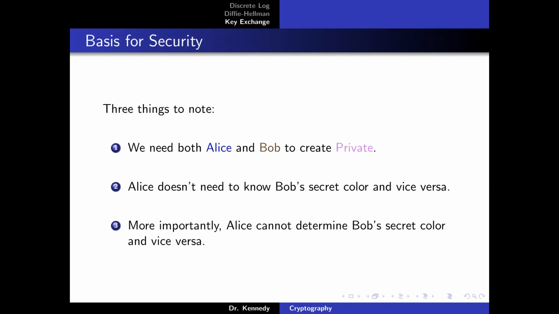The next thing is that both Alice and Bob are also bound by that same problem. So Alice is in possession of the common color mixed with Bob's color. She can't separate it out and figure out what Bob's secret color is. It's still secret, and likewise for Bob and Alice.